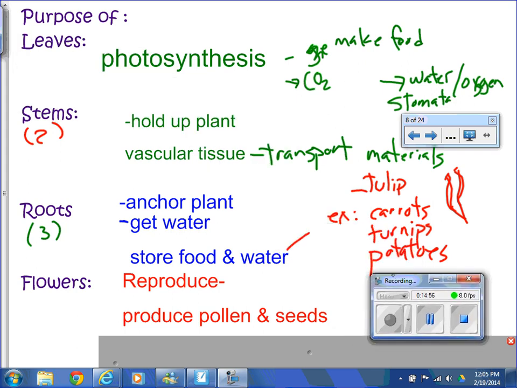Okay, everybody got the purpose of stems and roots and leaves? Yes? Okay. All right. And again, that was on last week's lab, so you should have those written down somewhere.